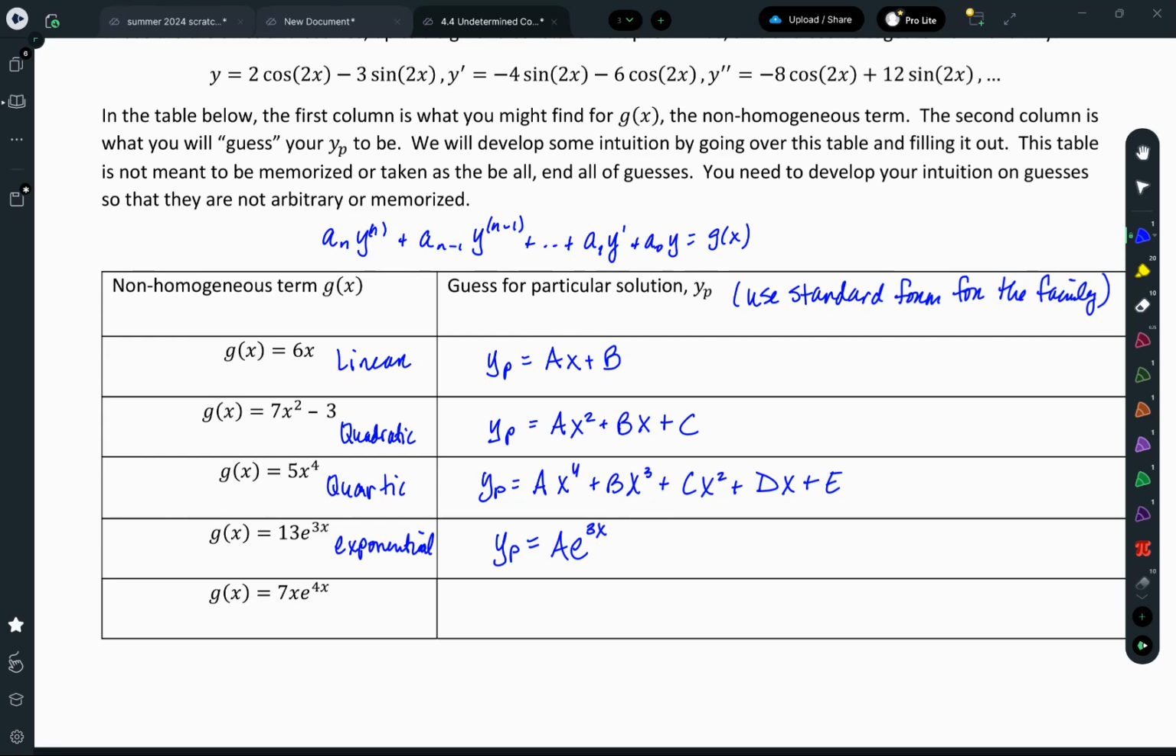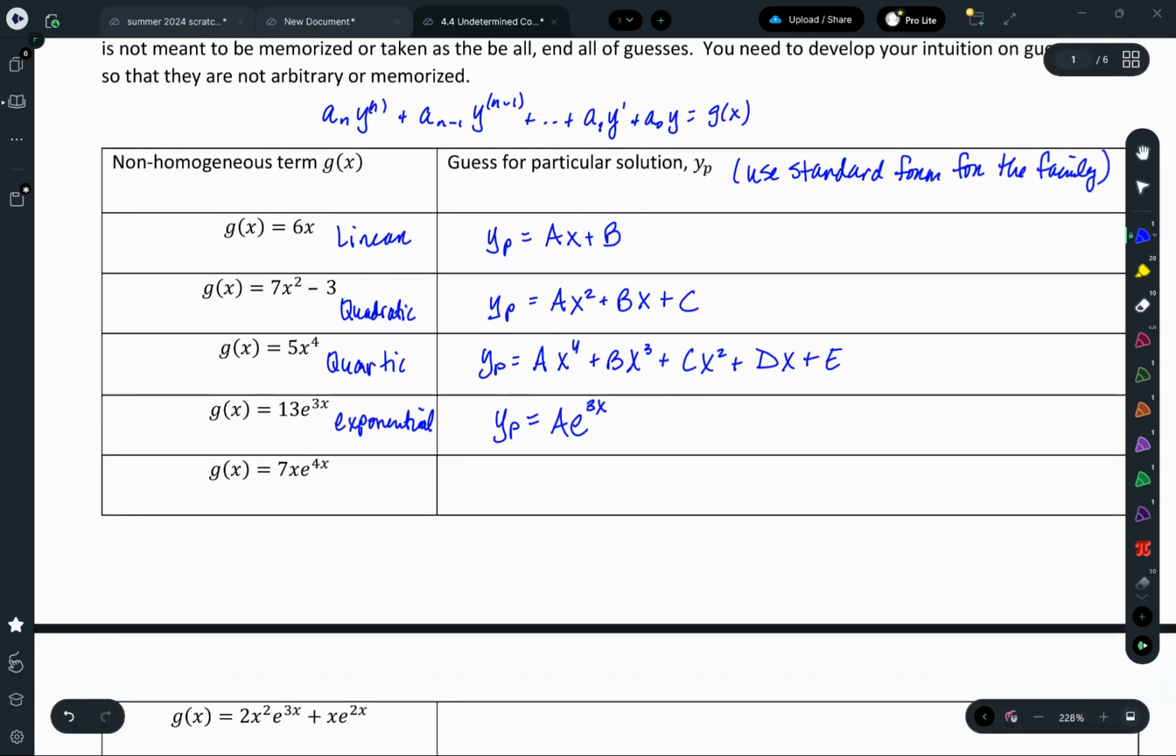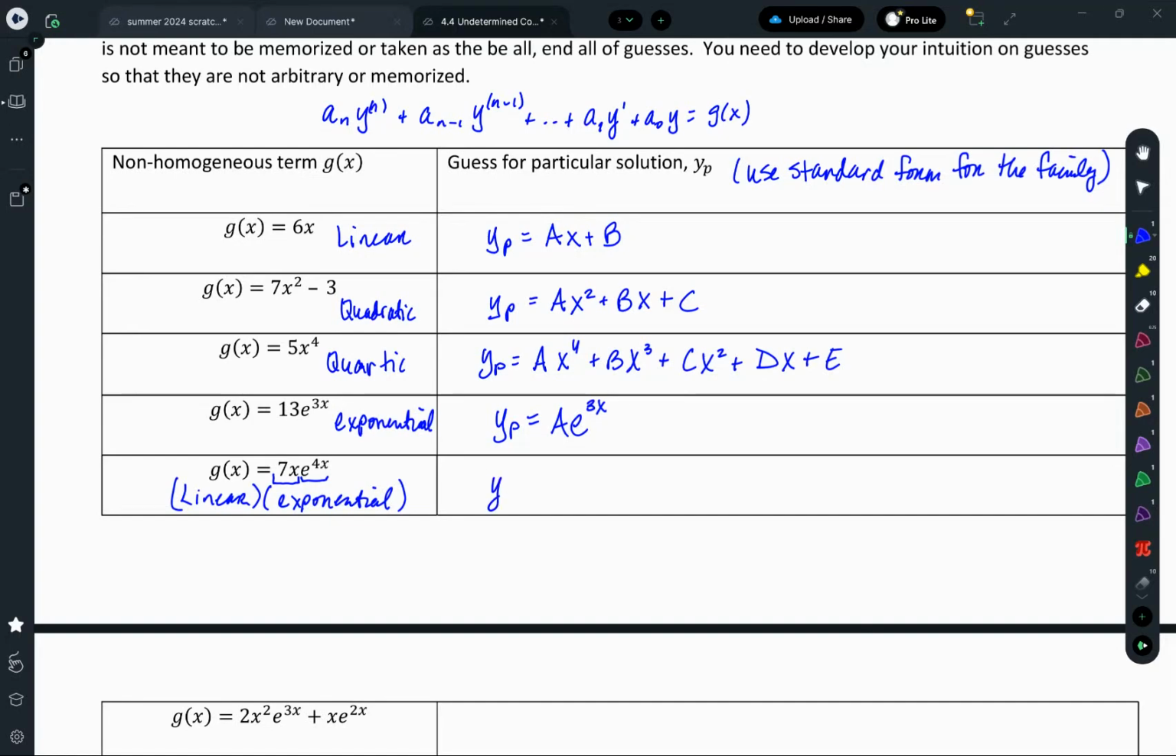Okay, the last one on this page has a little bit more going on there. I'm seeing the 7x, and I'm seeing an exponential. 7x is linear, so I have a linear, but then it's multiplied by an exponential. Well, when it comes to the standard form, fortunately, that's exactly what we're going to set up. Y sub p should be a linear function in standard form, Ax plus B, times the exponential function in standard form, e to the 4x.